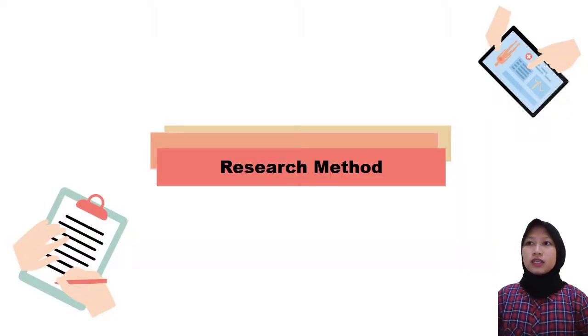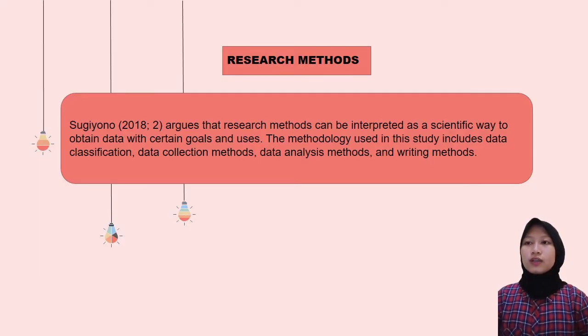Research method. Definition of research method. Sugiyono 2018 argues that research method can be interpreted as a scientific way to obtain data with certain goals and uses. The methodology used in this study includes data classification, data collection methods, data analysis method, and writing method.